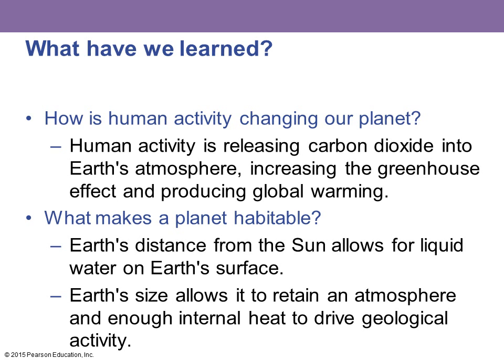So how is human activity changing our planet? Well, it's releasing carbon dioxide into the Earth's atmosphere, it's increasing the greenhouse effect, and it is producing global warming. What makes a planet habitable? Well, the Earth's distance from the sun allows for liquid water on the Earth's surface, and Earth's size allows it to retain an atmosphere and enough internal heat to drive geological activity. So it's in a lot of ways the geology or the internal structure of the planet that has quite a bit to do with just whether a planet would be habitable.